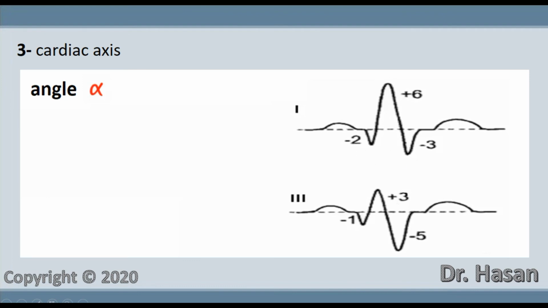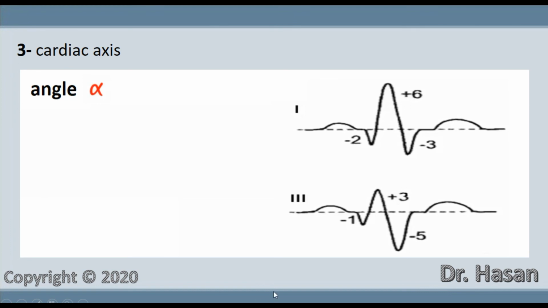Now we'll take an example. When calculating, it must be taken into account that if the wave looks down from the contour, then its value will have a minus sign. And if the wave looks up from the contour, then its value will have a plus sign.